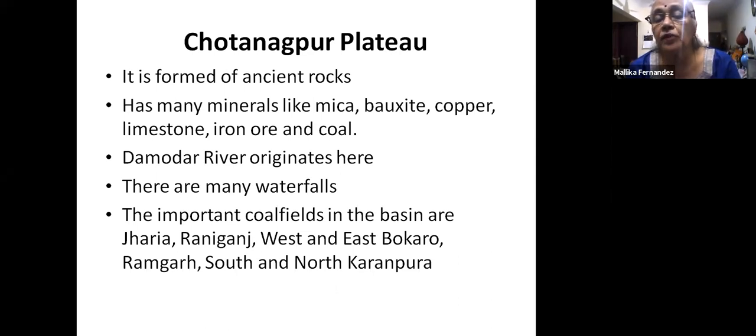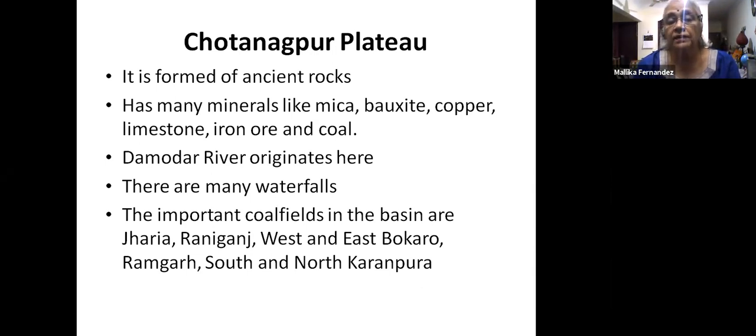And these are the important names of the coal fields that we will do later. Jharia, Raniganj, West and East Bokaro, Ramgarh, North and South Karanpura. All this extending from Jharkhand, Orissa, Chhattisgarh, then you have West Bengal, okay, right up to West Bengal. Raniganj is in West Bengal. That entire area where you have the plateau belt.